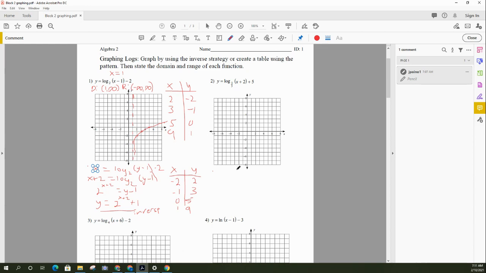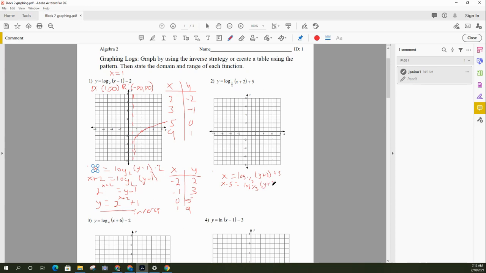It's really just going to make our table a little bit out of order, but we'll see that. Okay, so let's flip this. x equals log base 1/3 of (y plus 2) plus 5. We'll subtract 5. We get x minus 5 equals log base 1/3 of (y plus 2).